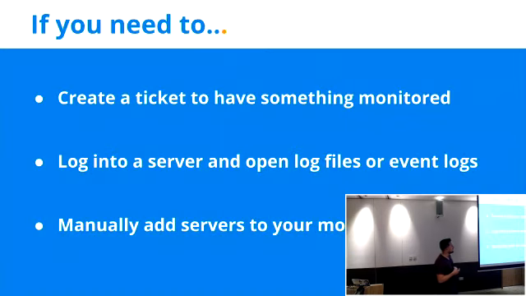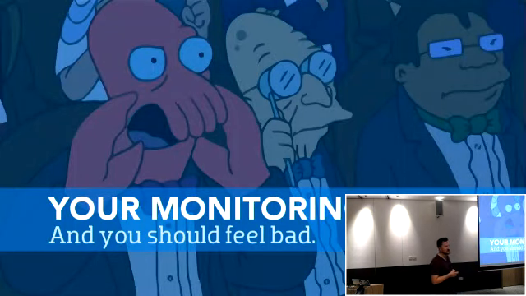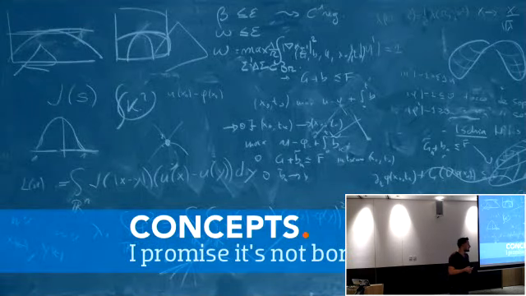Now, from an infrastructure perspective, if you need to create tickets to have something monitored, so you build a new server and you've got to make a ticket somewhere so they can add it to the monitoring system, or you're logging into servers still and looking at event logs and log files on disks, or pretty much anything. If you're having to do anything manual to get your stuff monitored, then your monitoring is bad, and you should feel bad. So let's go over some concepts.